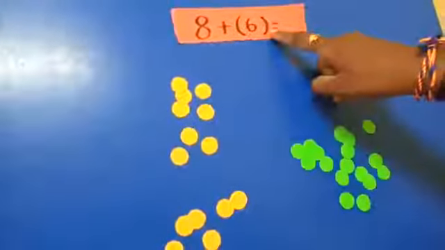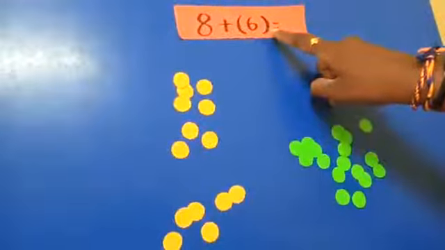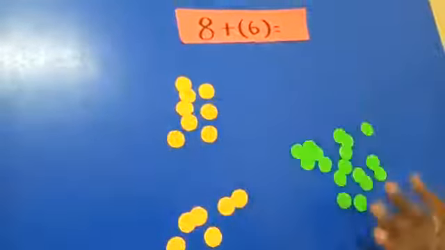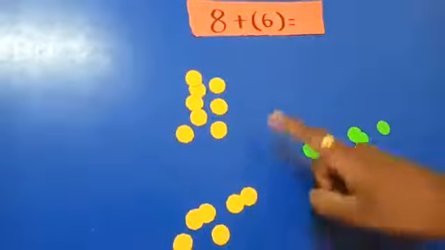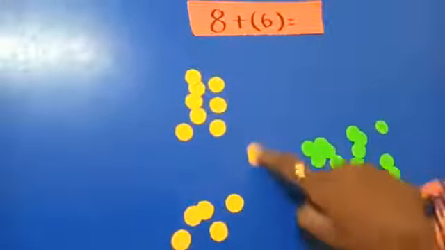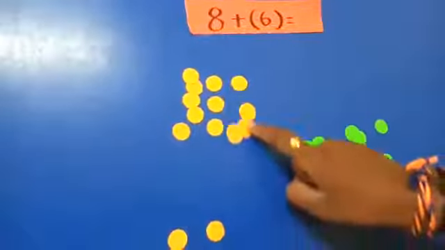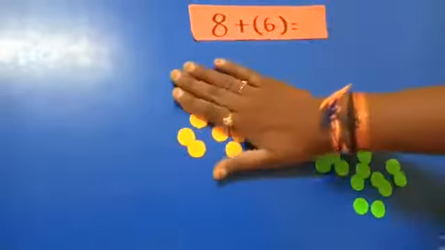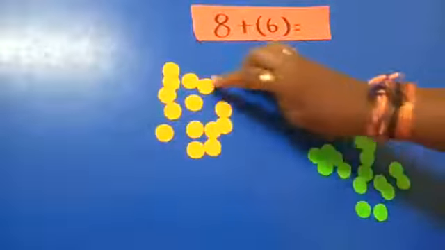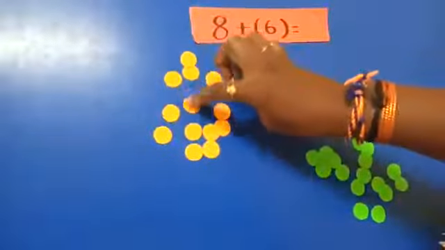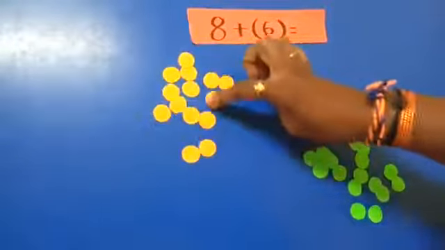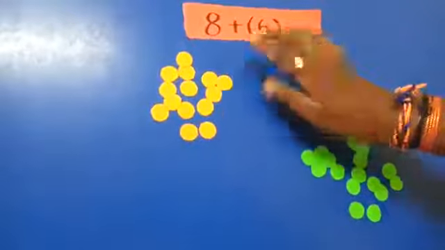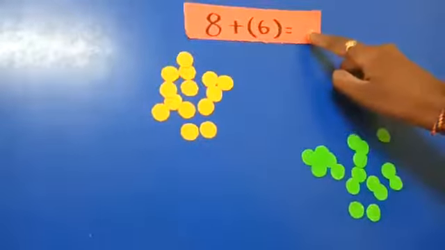And what is the next integer? 6. That is also positive, so it's a yellow one, right? Again I am going to arrange 6 beads: 1, 2, 3, 4, 5, 6. Now we have to find the answer. What is the total number of beads here? 1, 2, 3, up to 14. So the answer for 8 plus 6 is 14.